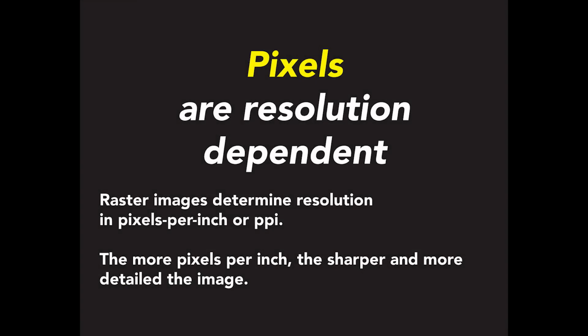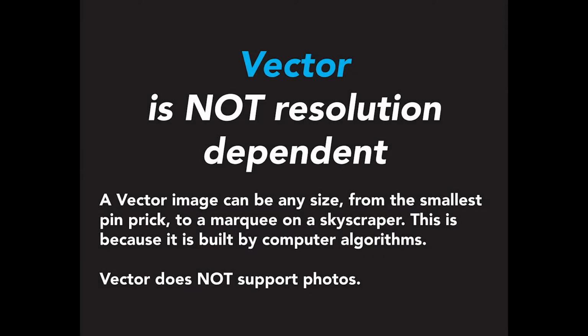Pixels are resolution dependent, so raster images are determined by resolution, as in pixels per inch or PPI. The more pixels per inch, the sharper and more detailed the image. Vector is not resolution dependent. A vector image can be any size, from the smallest pinprick to a giant billboard. This is because they are built by computer algorithms.